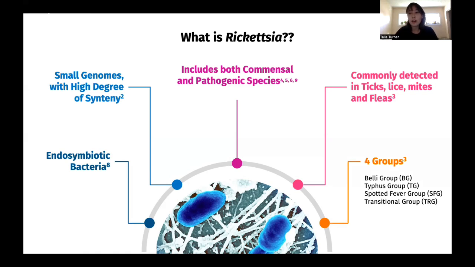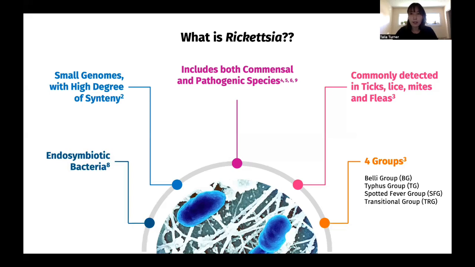So there are four groups of Rickettsia. You have your non-pathogenic Rickettsia bellii group. There is the typhus group Rickettsia, which produces typhus-like symptoms in humans and animals. Then you have your spotted fever group Rickettsia, which produces spotted fever-like symptoms. And then you have your transitional group Rickettsia, which produces an intermediate phenotype to both the typhus group as well as the spotted fever group.